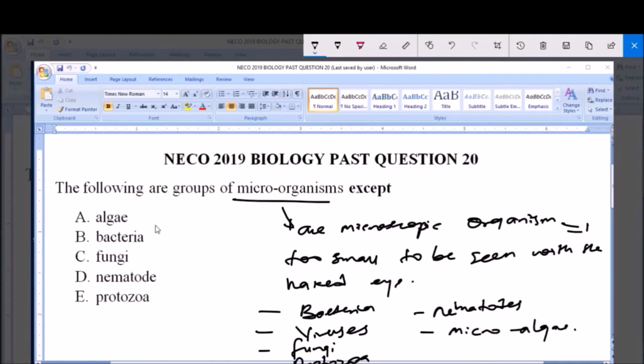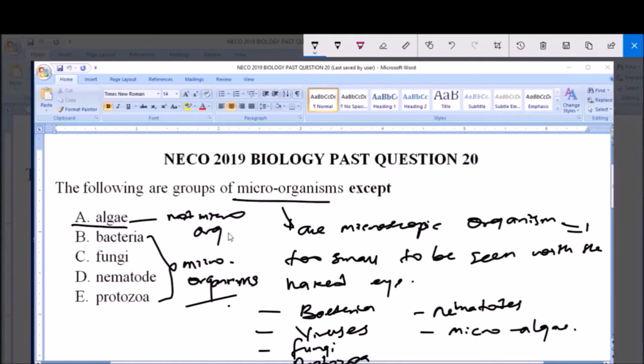Now the options here say, option A says algae, B says bacteria, C says fungi, D nematode, and E protozoa. Now from option B to option E, they are all what? Microorganisms. But for option A, algae, if we are given microalgae, then we are saying microalgae is a microorganism. But algae generally are not microorganisms. So therefore, the best answer to this question is actually option A, algae.